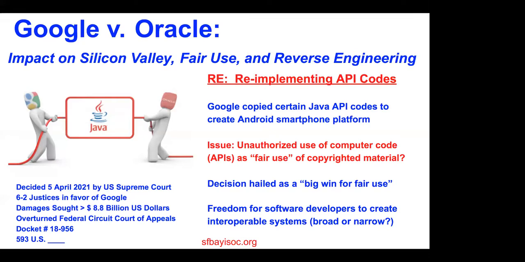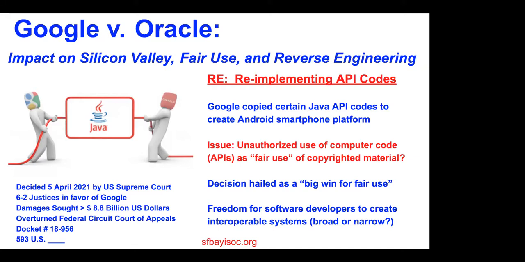And in terms of what the holding was here, well, the Supreme Court held that Google's copying of the Java API, which included only those lines of code that were needed to allow programmers to put their accrued talents to work in a new and transformative program, was a fair use of that material as a matter of law. So this case has been hailed by a number of people in the industry as a big win for fair use. Also a big win for software developers because arguably they've got freedom to create interoperable systems. Although it remains to be seen just how broad or narrow of that ruling we can expect.